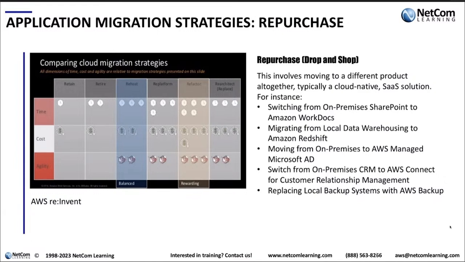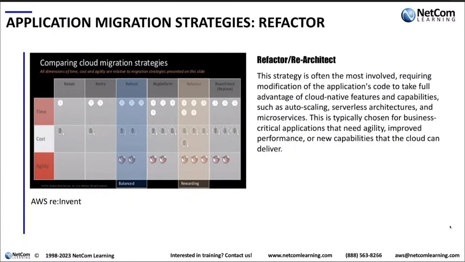So there you go, different systems. It still does the same functionality, but it is a totally different system altogether. So that is the repurchase option. And the next one is refactoring. Refactoring is also re-architecting. This one is the most involved because it does require you to change things.